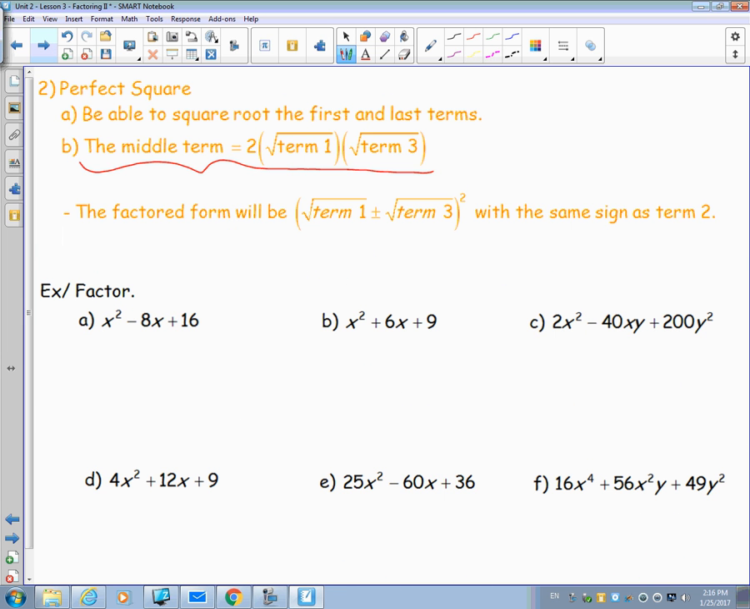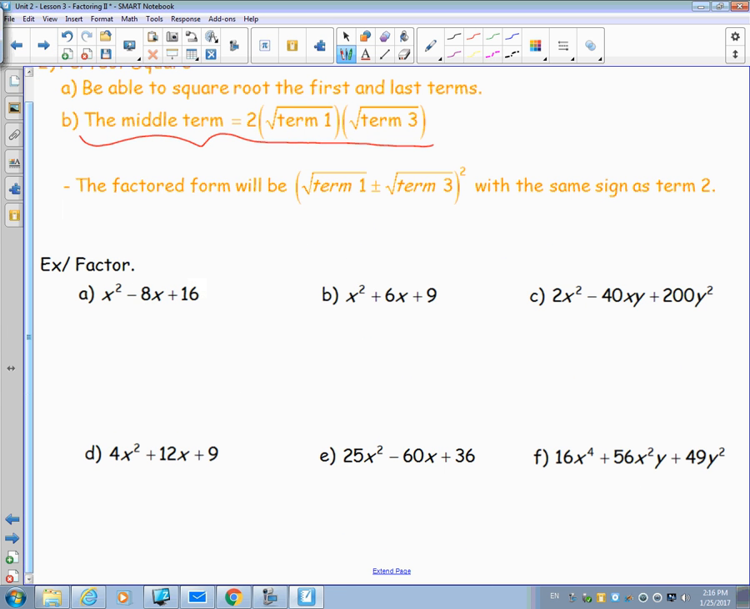So let's look at the first one. Now, if you don't recognize the shortcut, you want to do something simple or complex, totally fine. I'm just trying to show you a shortcut. Okay, can I square root x squared? Yes. Can I square root 16? Yes. X times 4 times 2 comes out to 8. Sure does. So I take the sign of the middle and I put a squared on it. Now, is that really any faster than doing x minus 4 times x minus 4? I don't know, but it's an option, right?